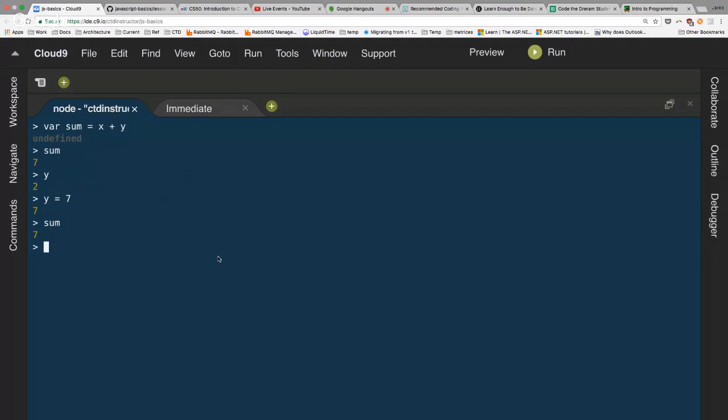But if we recomputed sum, if we change sum now to be x plus y, you can see that now sum does have a new value, because it's reading the value of y this time when it does the computation.